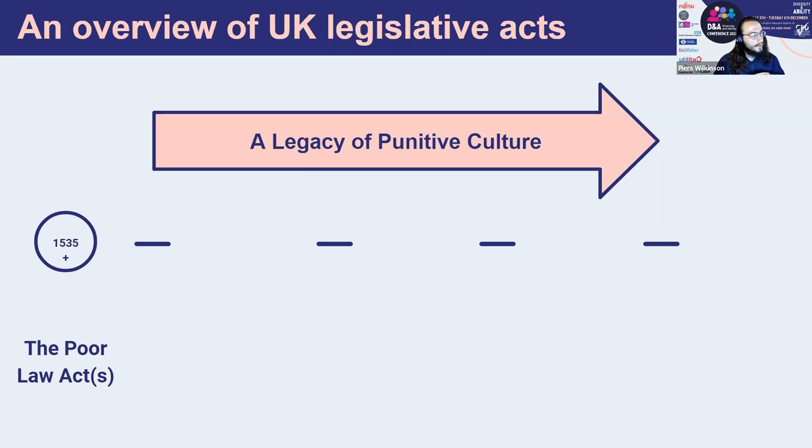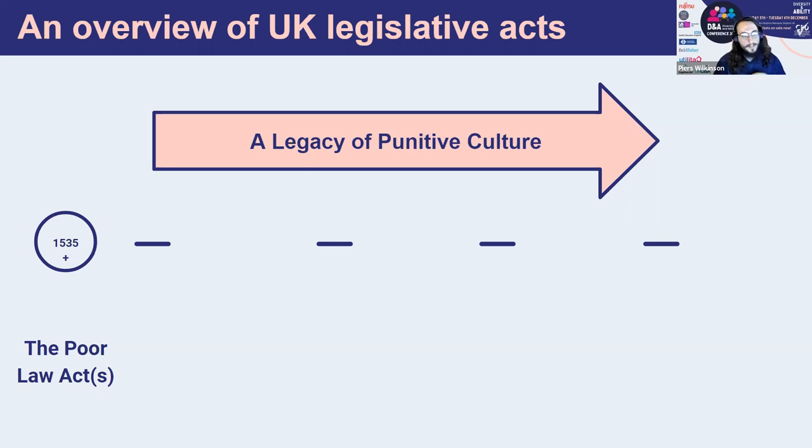The reason why on the screen 1535 has a plus next to it is because from 1535 to the early 1600s, there were quite a few revisions and updates to the poor laws that made them the first complete code of poor relief for, and I quote here, the lame, impotent, old, blind, and other such beings, poor and not able to work. So this is one of the very first times we have in law statutory relief, which is good. However, we have this likening all the way directly to only supporting people that cannot work. So it starts this introduction of disability being based on the ability to work, to being productive to a capitalist society.